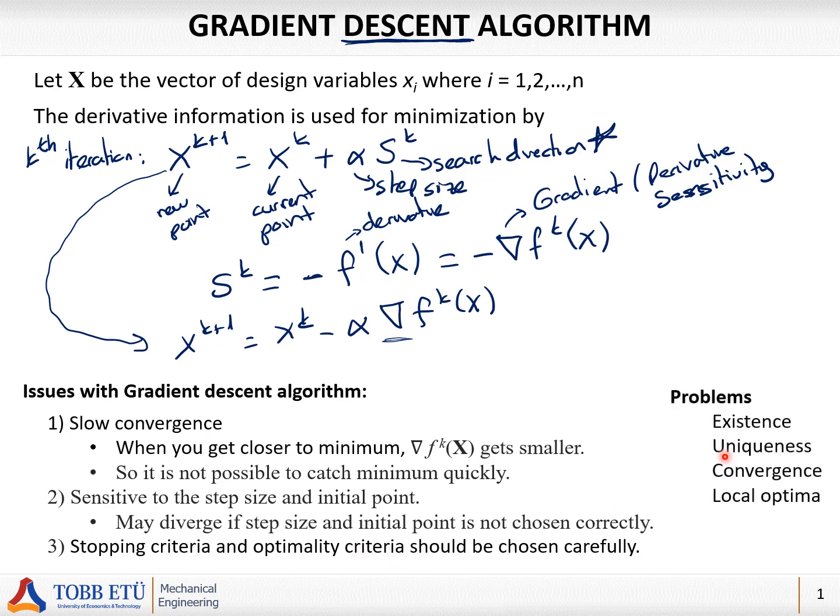And there are some existence, uniqueness, convergence, and local optima problems. This is the simplest method, with just one derivative information and constant step size, so local optima can be a problem. It can stop at a local optimum rather than going to the global one, because it assumes that the derivative will be 0 there and it will stop. The value will not change. So this is a problem. Divergence can happen, so convergence is a problem if we don't choose the correct initial point.